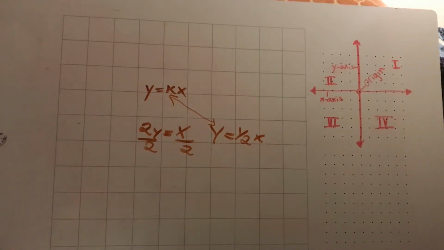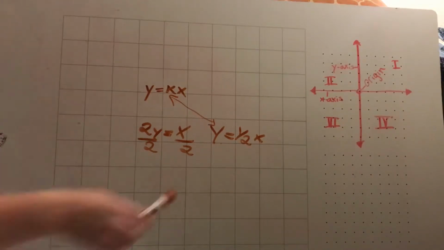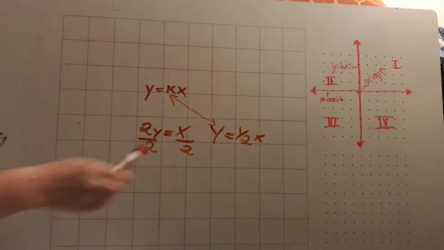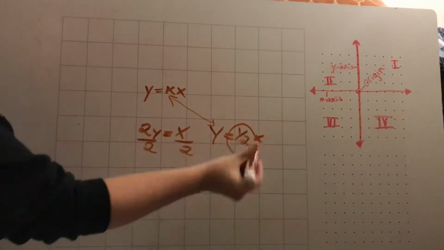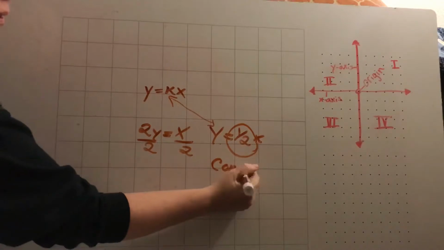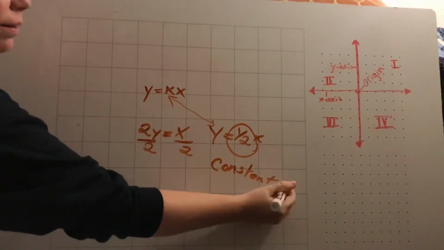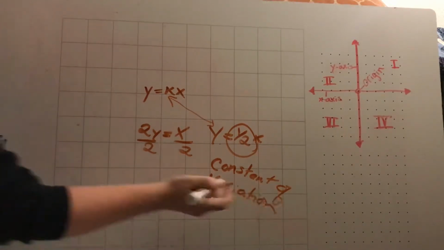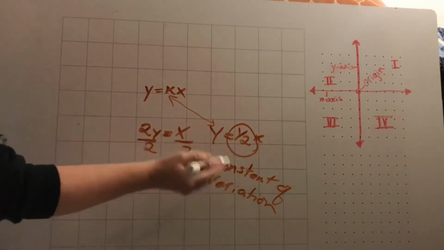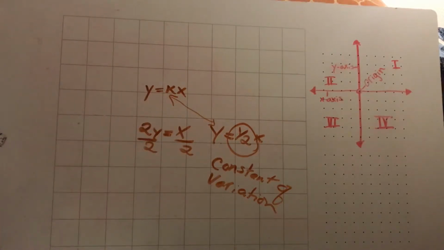The equation is in the form y equals kx, so the original equation is a direct variation. The constant of variation is 1/2. The constant of variation is k, also known as our slope. This is the same thing as our slope.